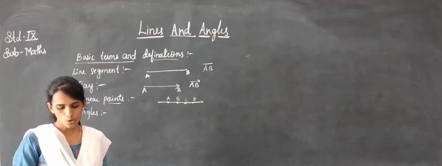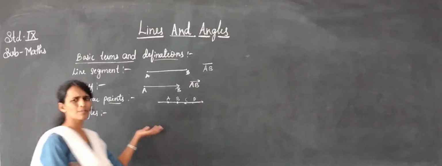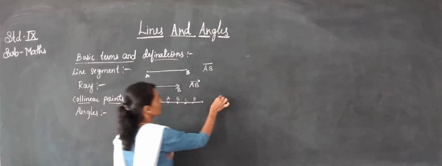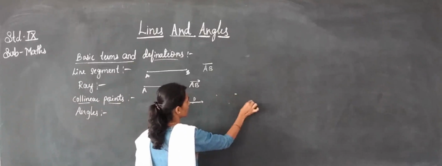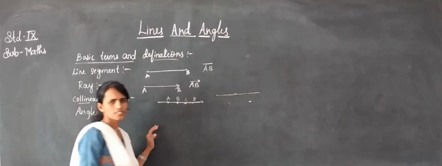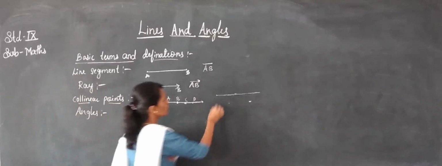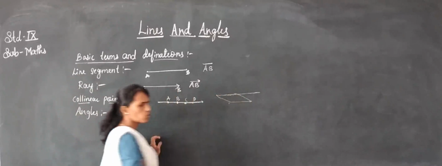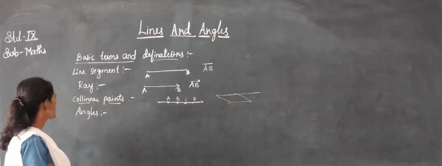And what are non-collinear points? Simple: if points are not lying on the same line, we call them non-collinear. A, B, C, D are non-collinear. Yes or no? Then here, angles.